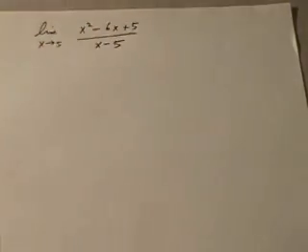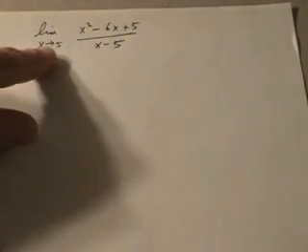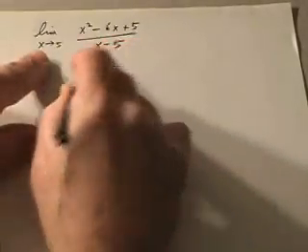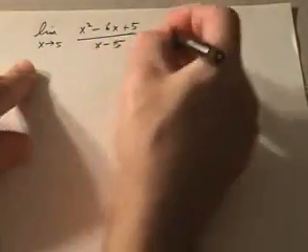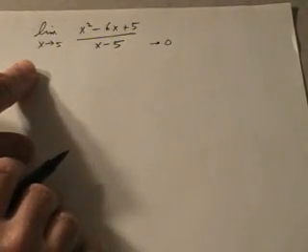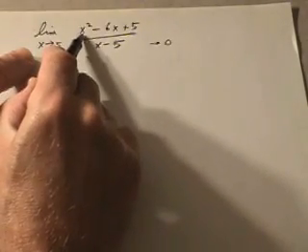As always, the first thing that you should do with a problem like this is do a reality check. What's happening to the top and the bottom as x gets close to 5? Well, the bottom is easy. You can see that as x gets close to 5, x minus 5 is getting close to 0. So this is making the fraction want to get big. But when x gets close to 5 on the top, this part is getting close to 25.